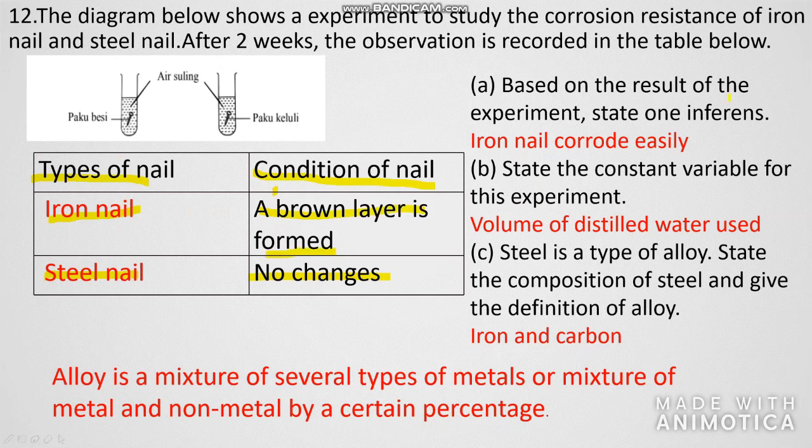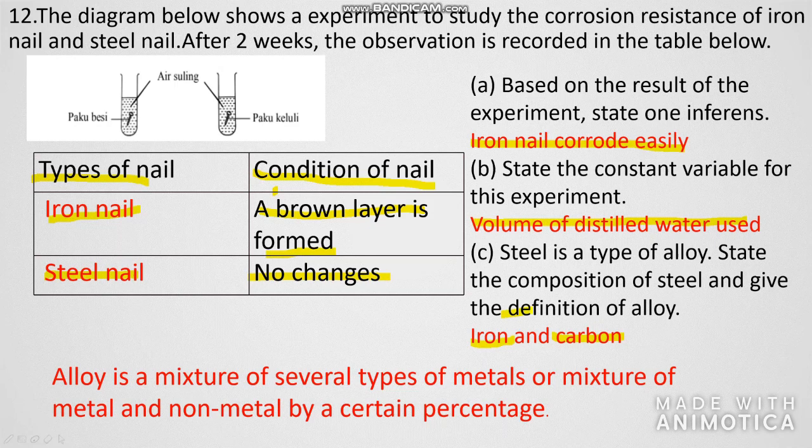Based on the result of the experiment, step 1 inference. So apakah inference yang boleh dibuat, iaitu iron nail corrode easily. State a constant variable for this experiment. Apakah CV untuk eksperimen ini, iaitu volume of distilled water used. Okay, next, steel is a type of alloy. State the composition of steel and give the definition of alloy. Okay, apakah composition of steel, iaitu iron 99% and also 1% of carbon.